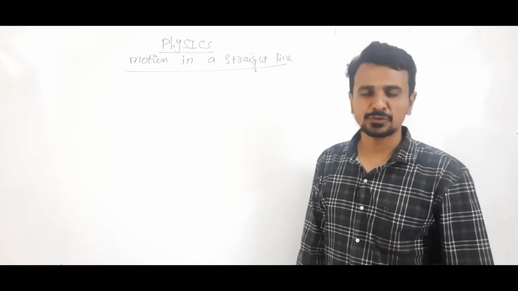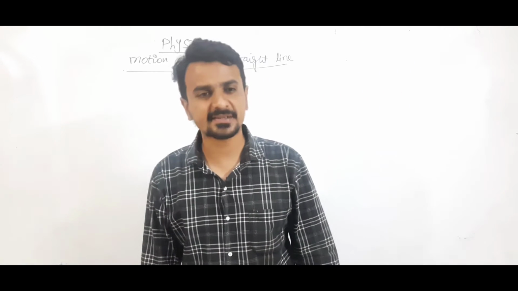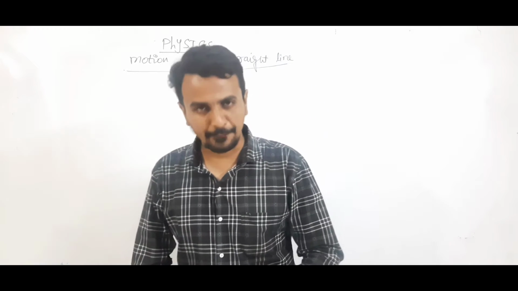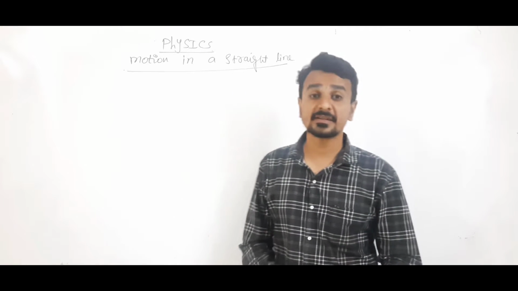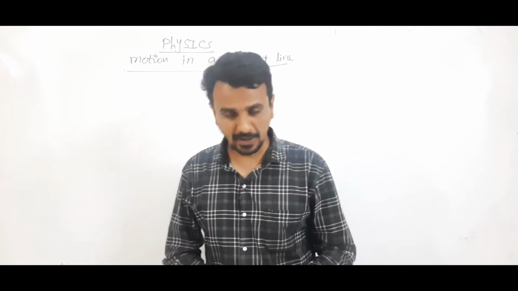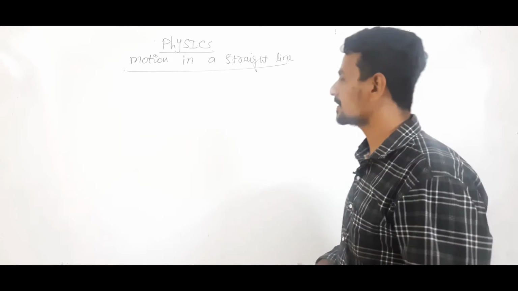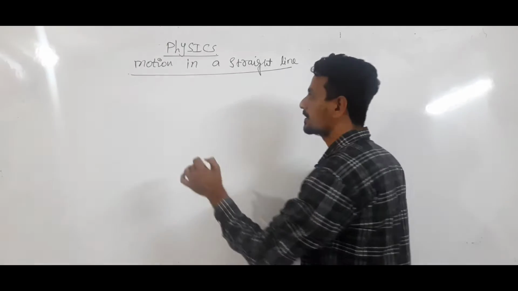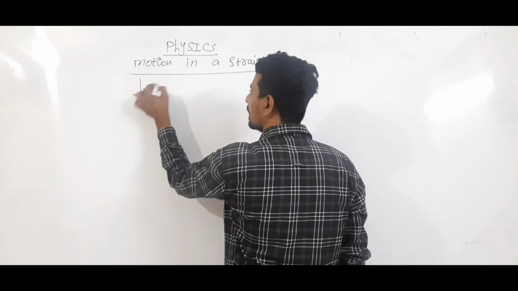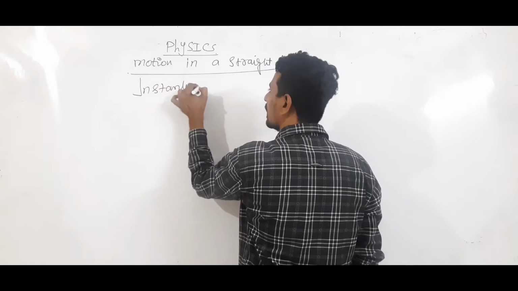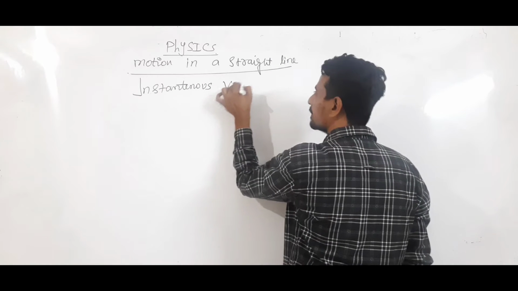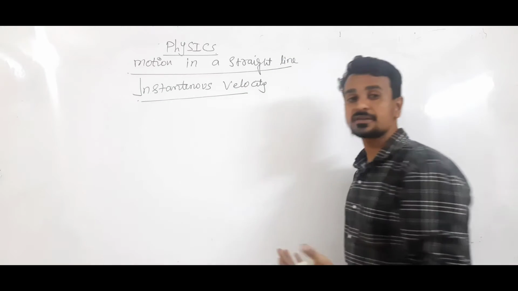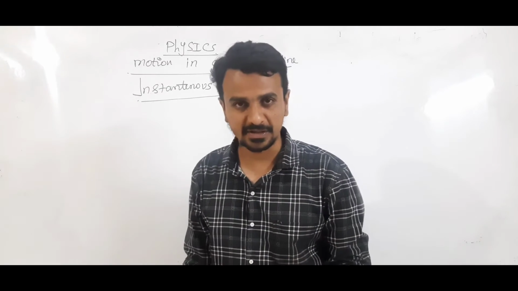Hello students, in the previous video we discussed the graph of position-time, and how to calculate average velocity from the graph. We discussed both uniform and non-uniform graphs. Now in today's lecture we'll discuss the fourth type, instantaneous velocity: how to obtain instantaneous velocity from average velocity, and how to solve questions based on average and instantaneous velocity.